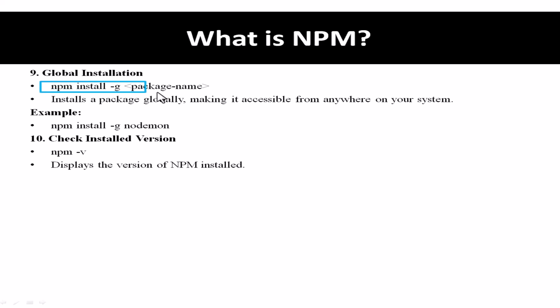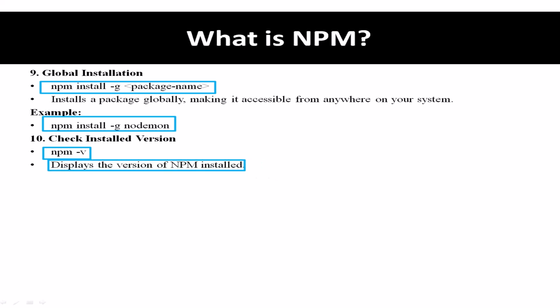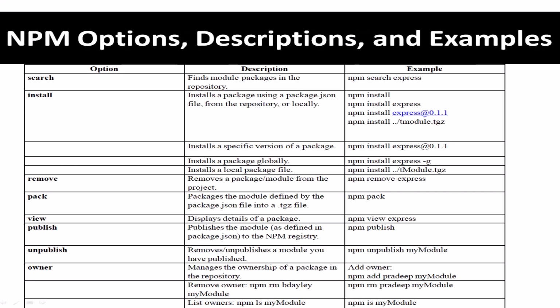Next, global installation, where you can install a specific package globally, and if you want to install any specific package, such as node1, you can install that particular package. npm -v: before installation we checked npm -v, the version, which is displayed by Node.js, and here we have different options and examples. For searching, you can use npm search express, and if you want to install, you can install different things, and if you want to uninstall a specific module, you can use a zip file.